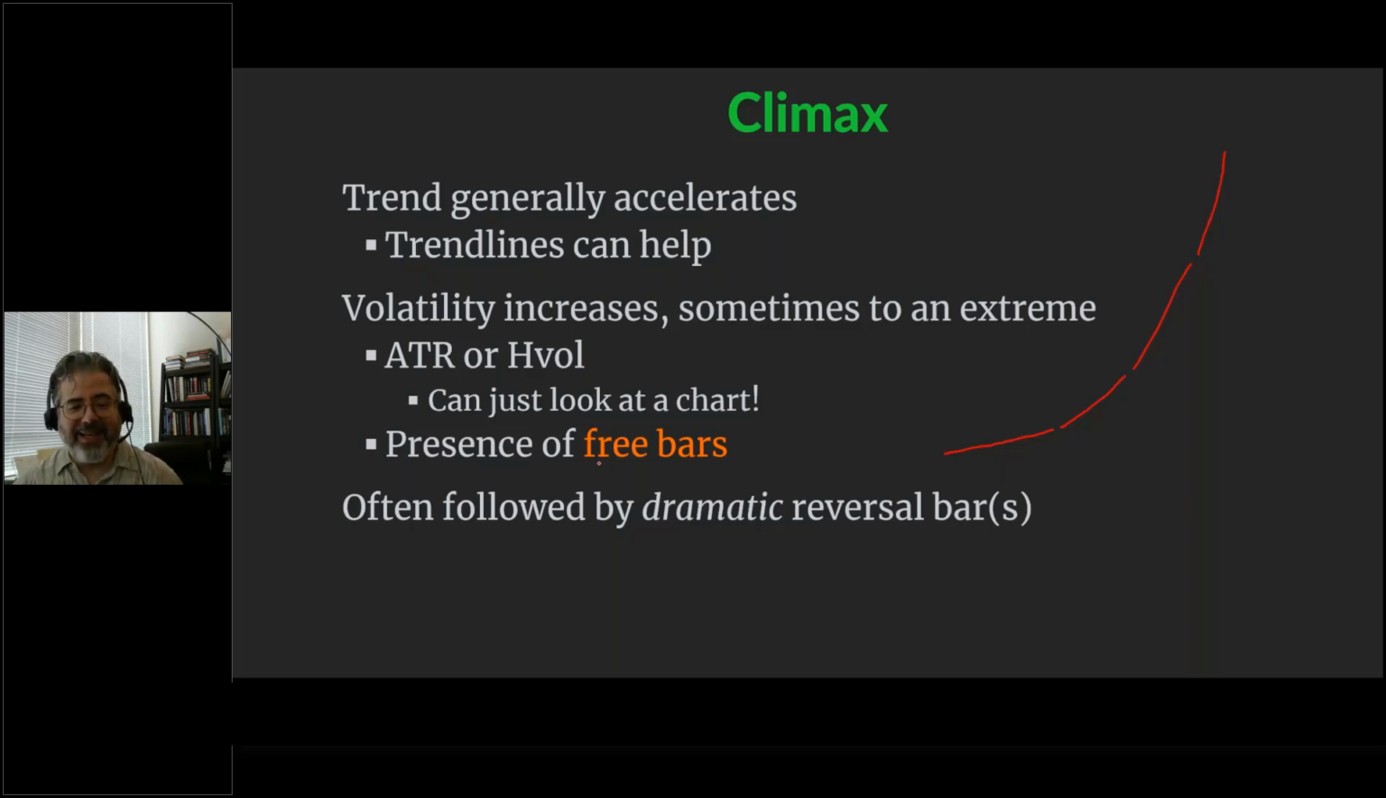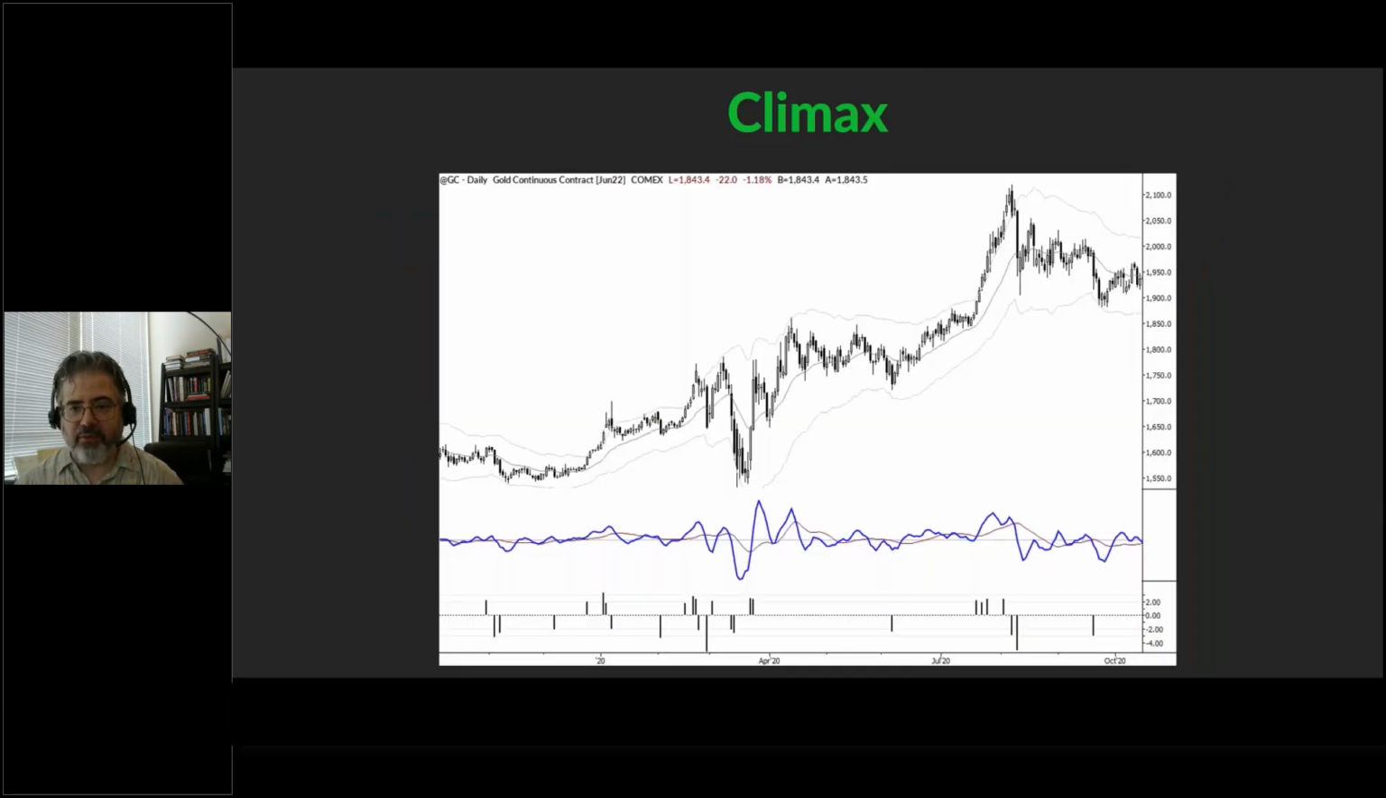One of the other things that is important to notice when it happens is free bars. And do know that climaxes are often followed by dramatic reversals. Here's what it looks like on a chart. So here's gold, and the area under discussion is here. So this is a climax.